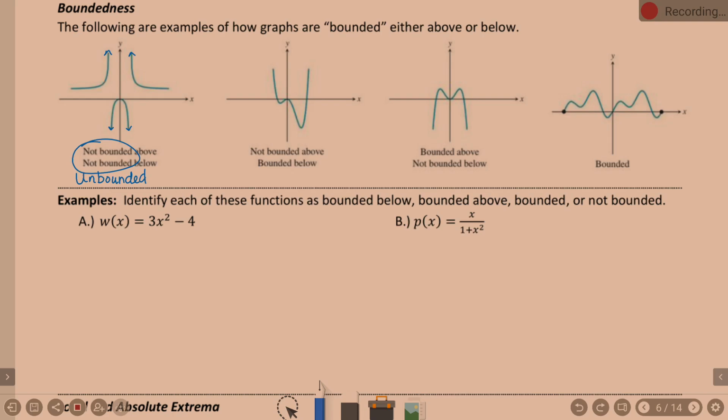Now, this next example. Again, you can see it's going to go infinitely up, yes? Infinitely up means there's no upper boundary. There's no maximum value because it's infinitely up.